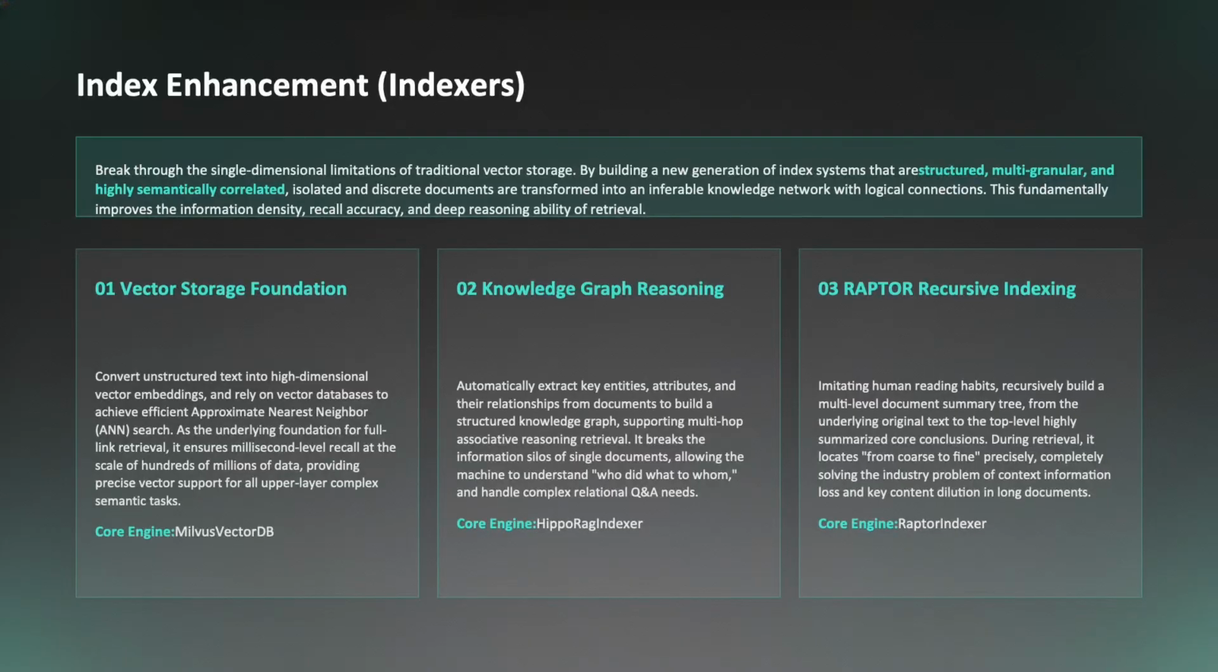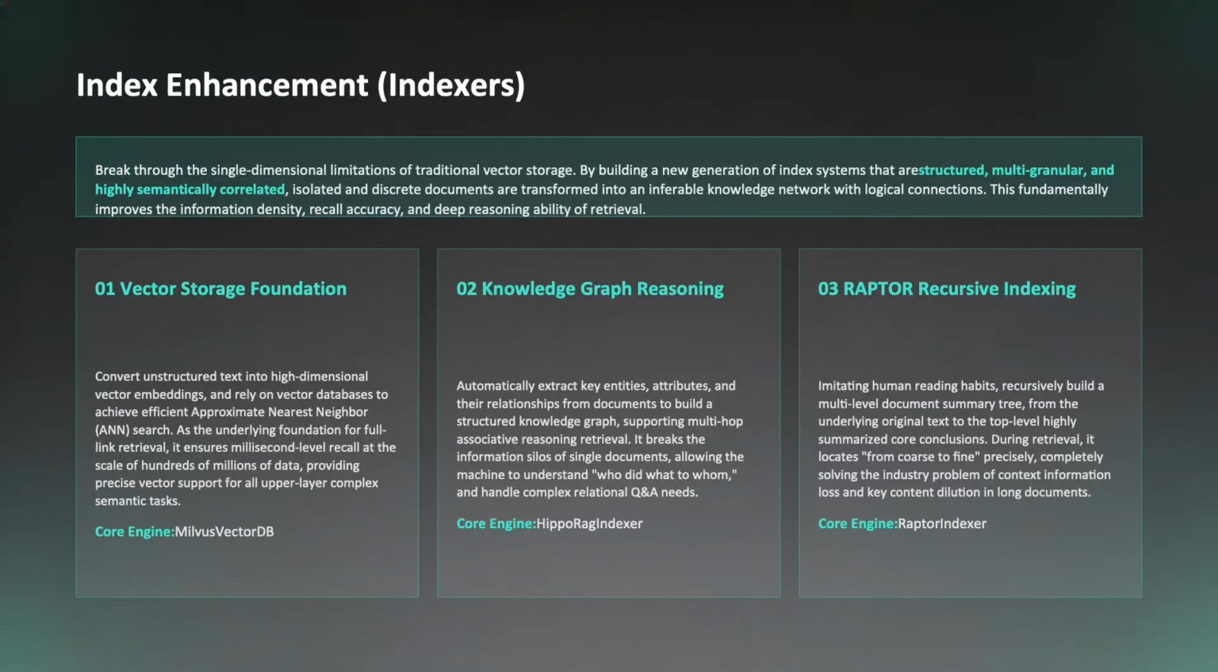First, vector storage base index converts unstructured text into high-dimensional embedding vectors, relying on vector databases for efficient approximate nearest neighbor search. As the underlying foundation of all retrieval logic, it delivers millisecond-level recall, even at hundreds of millions of document scale, implemented via MilvusVectorStore.